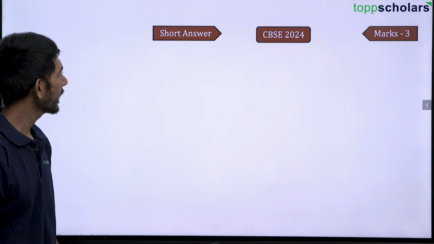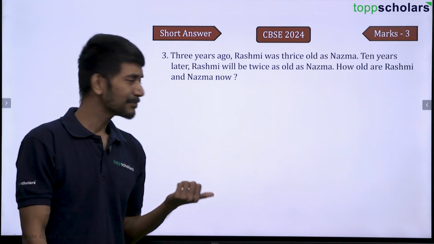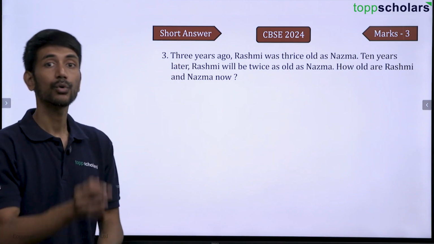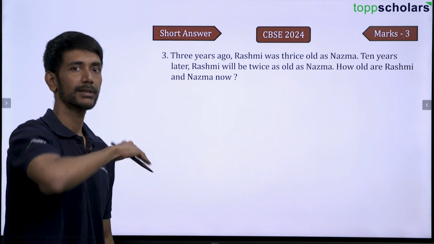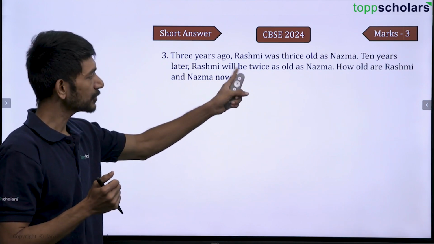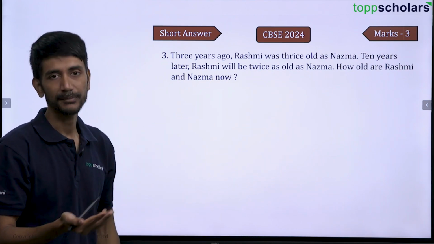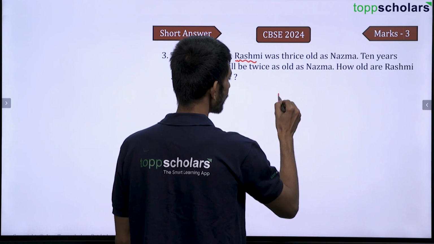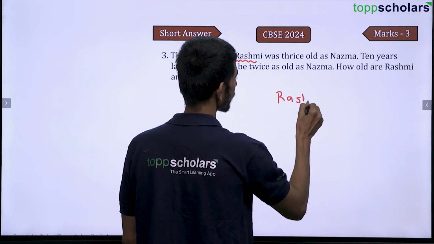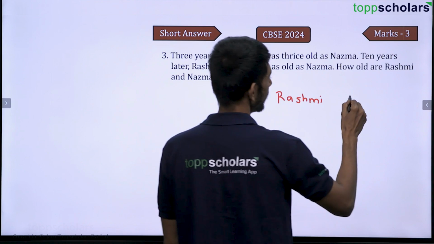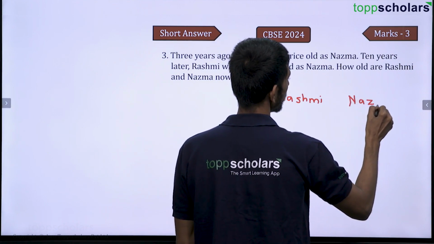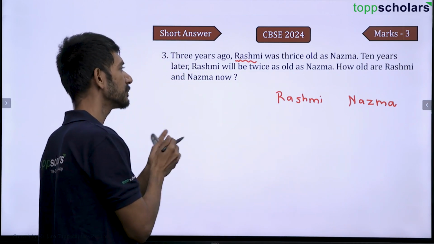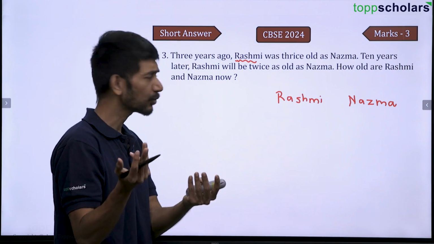Okay, perfect. All right, let's have a look at one last question. This is a very simple question. Again, this is a word problem. Very easy. The question says, 3 years ago, 3 years before, that is minus 3. Rashmi was thrice as old as Nazma. So there are two girls here, Rashmi and Nazma. So the question says 3 years ago, Rashmi was three times as old as Nazma.